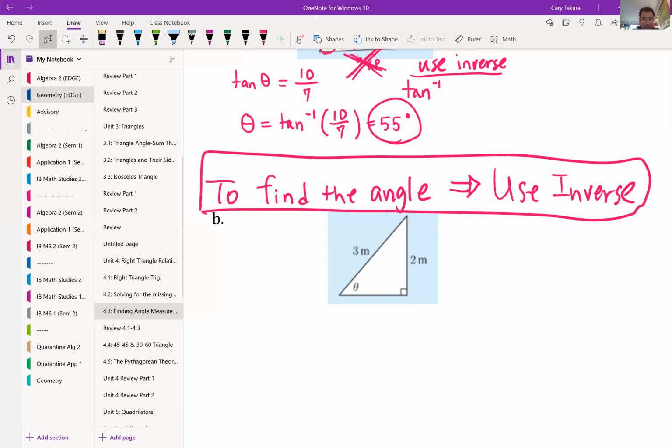So let's label. This is opposite, right? It's opposite of the focus angle. And the hypotenuse is across from 90 degrees, so this is the hypotenuse. This is adjacent. You don't need to write adjacent because there's nothing, but I'll do that anyway. So you're dealing with opposite and hypotenuse. Which one is that?